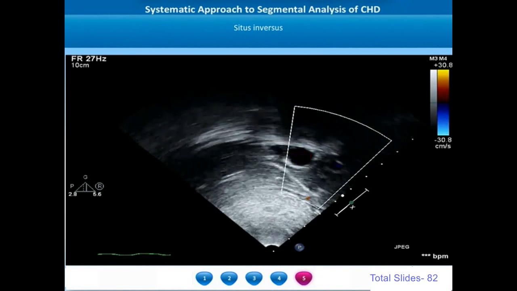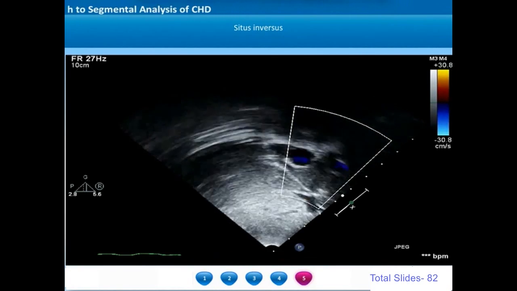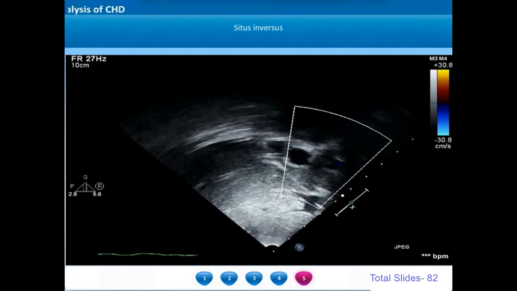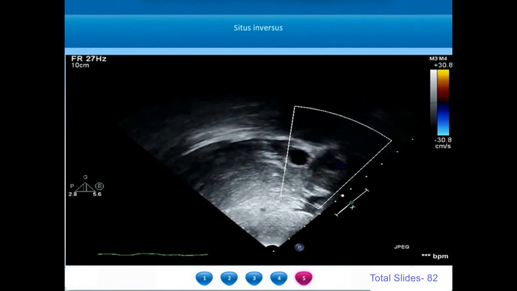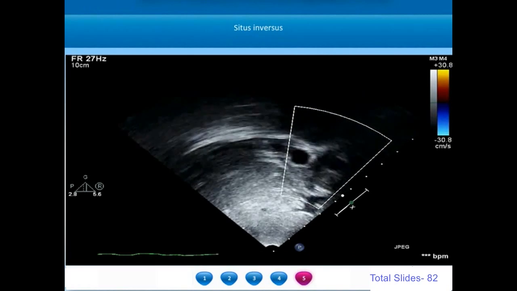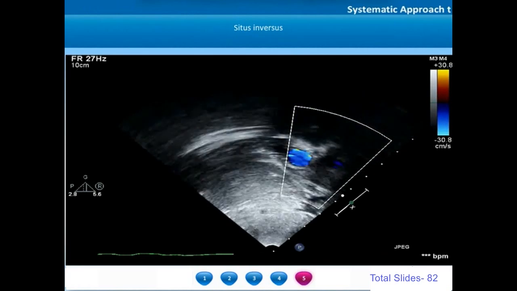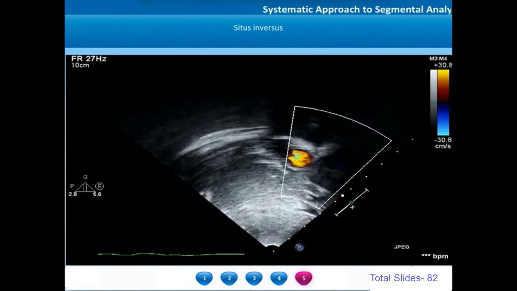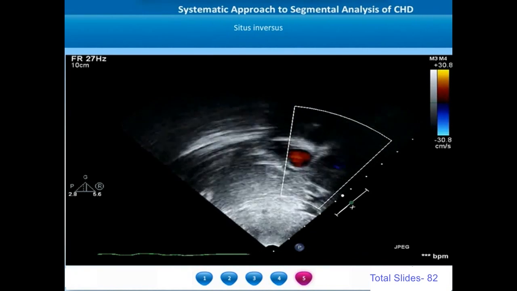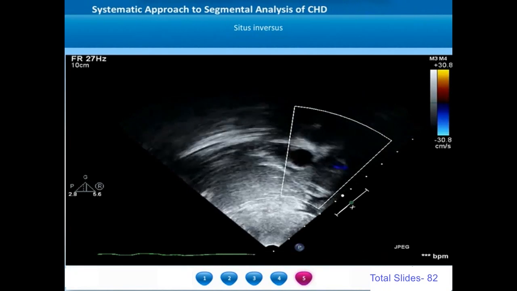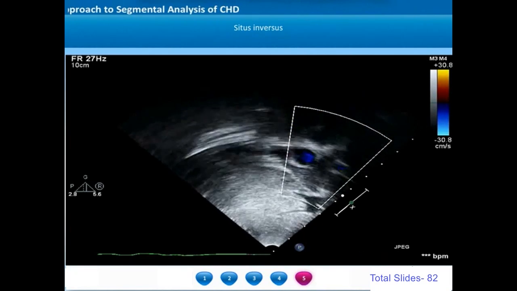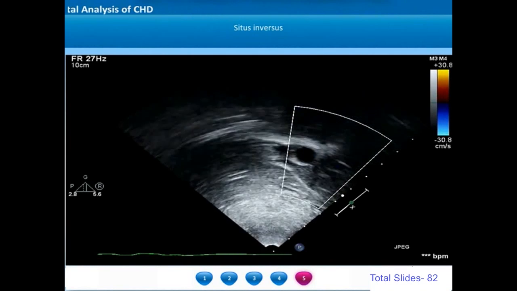In situs inversus, there will be a mirror image of what we saw in situs solitus. Here, the abdominal aorta will be on the right side of the spine and the inferior vena cava will be on the left side of the spine, and the inferior vena cava will marginally be anterior. The liver mass will be noted on the left side and the stomach bubble will be noted on the right side.